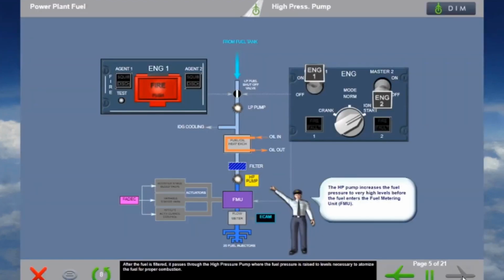After the fuel is filtered, it passes through the high-pressure pump, where the fuel pressure is raised to levels necessary to atomize the fuel for proper combustion.